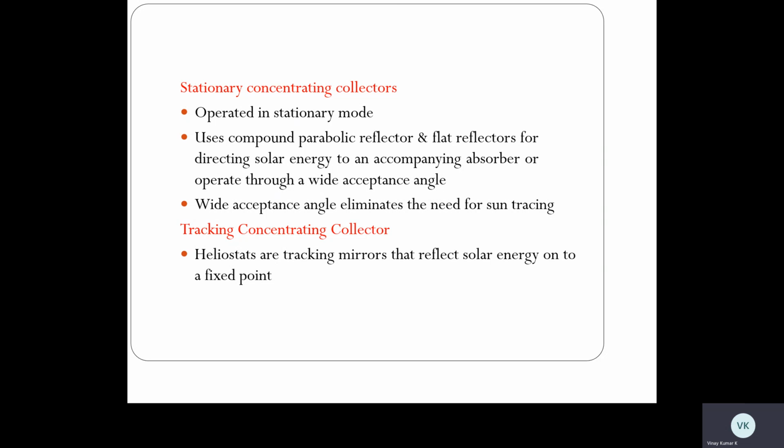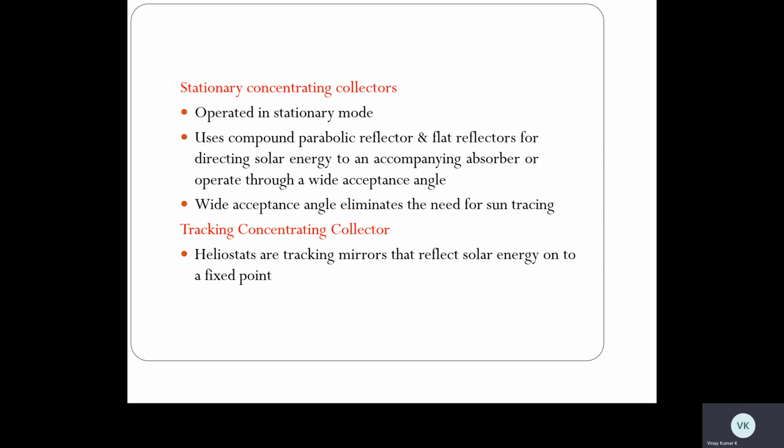Take the example of a sunflower. A sunflower rotates or changes its position according to the falling of sun rays. As the sun moves from east to west, in the morning all the sunflowers show their face towards the east and track the sun as it passes, and the flower also changes its direction. This is the best example of a tracking concentrating collector. As I have given the sunflower example, this is the best example for tracking concentrating collectors.